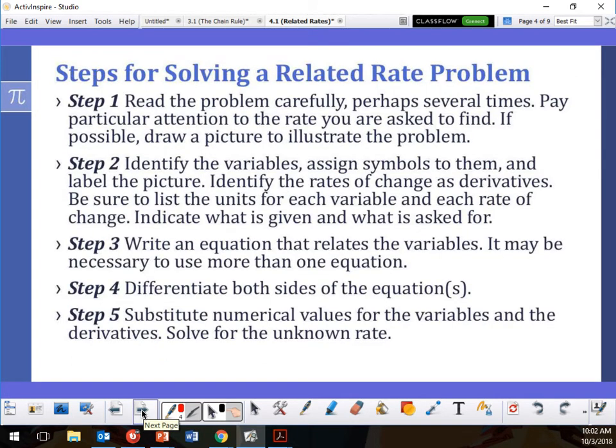So let's take a look at this next one. Like I said, read the problem carefully, perhaps several times, paying particular attention to the rates that you are asked to find. If possible, draw a picture, identify variables, assign symbols to them, label the picture, and identify rates of change as derivatives. Be sure to list the units for each variable and rate of change, and indicate what is given and what is asked for. Step 3, write an equation that relates the variables. It may be necessary to use more than one equation. Differentiate both sides of the equation. Substitute numerical values for the variables and the derivatives, and solve for the unknown rate.